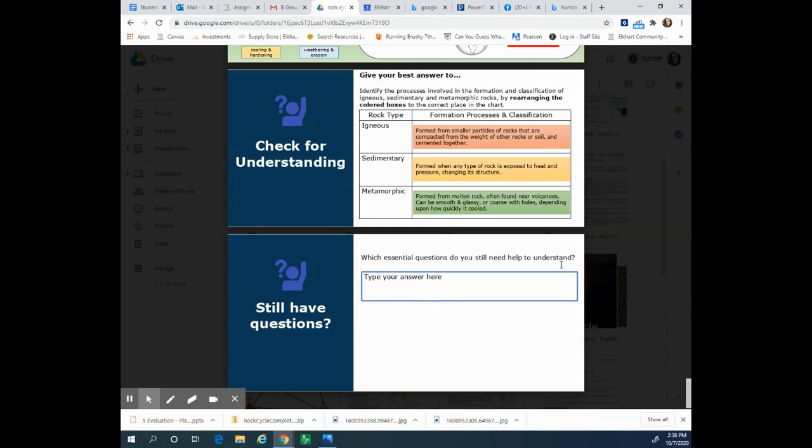Which of the essential questions do you still need help with? You're going to type your question here, if you do not understand anything that we have reviewed just yet. Okay? For sedimentary, you're going to do the same thing. You're going to drag and match the process that sedimentary rocks are found and put it here. Same for metamorphic. If you have any questions, log into our Google Meets on a daily basis or give me a text or a call and ask your question.